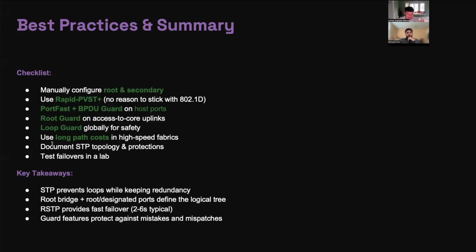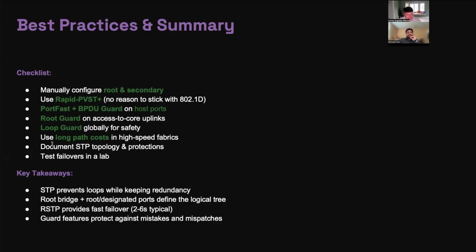Documentation is the most important thing when architecting a network. I think every engineer in the world agrees with that. And make sure you test your failovers in a lab environment if you have the budget to do so, which, you know, there's never budget for a lab environment.